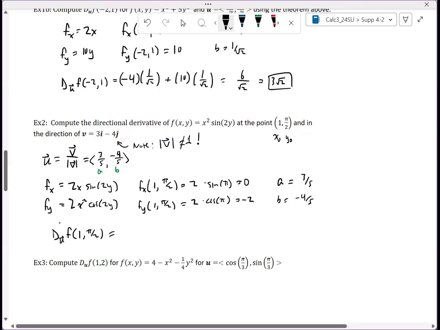So the directional derivative in the direction u, 3/5 comma minus 4/5, at the point 1 comma pi over 2 is, well, it's going to be 0 times 3/5 plus minus 2 times minus 4/5, which is positive 8/5. And that's our answer.